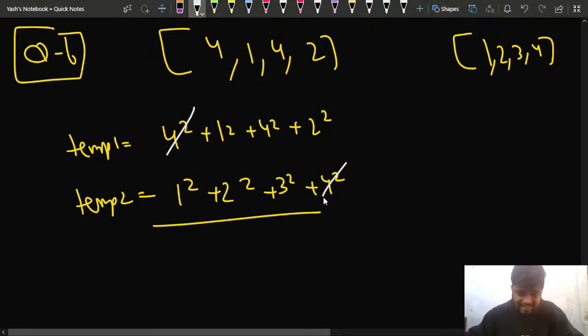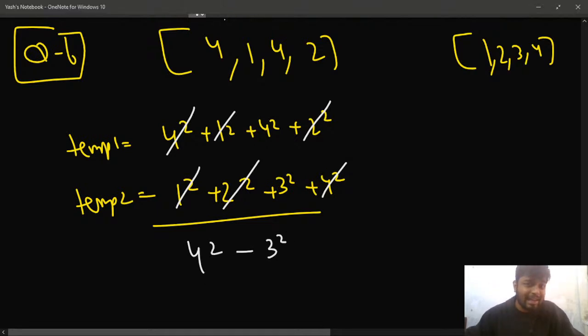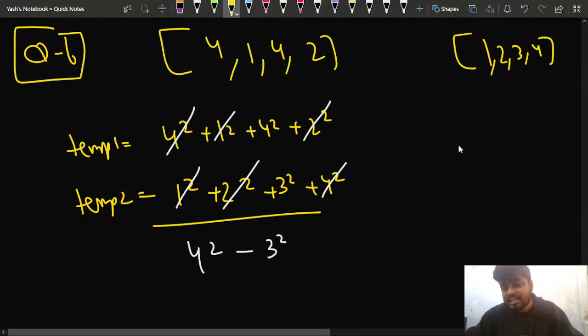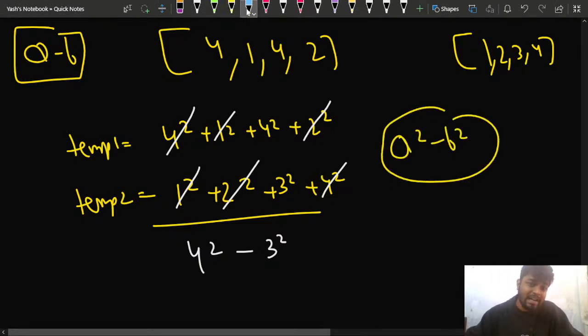4 square gets cancelled, 1 square gets cancelled, 2 square gets cancelled. So I get nothing but 4 square minus 3 square. And can I say that I have reduced this equation to nothing but a square minus b square, if I already know the value of a minus b? Now I also know the value of a square minus b square, right? That is 16 minus 9.